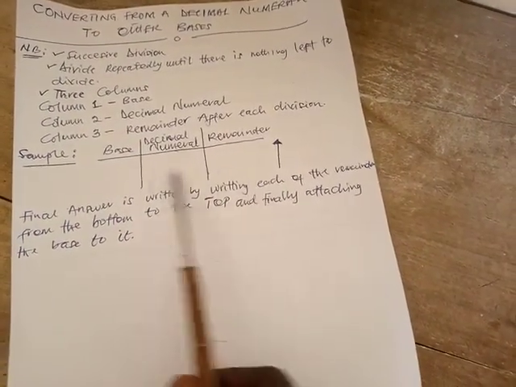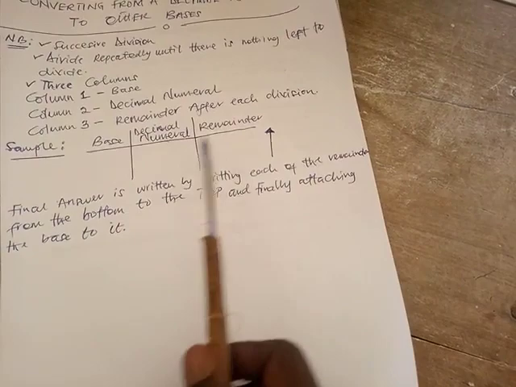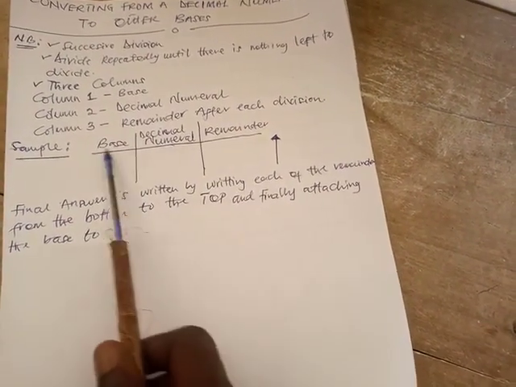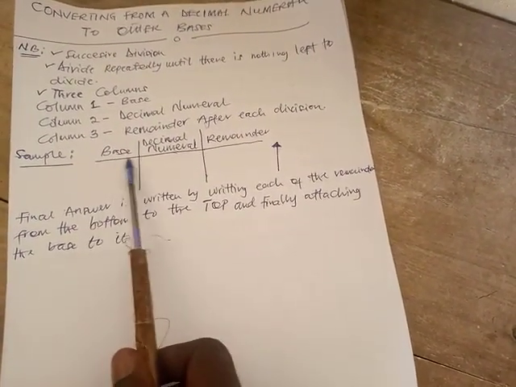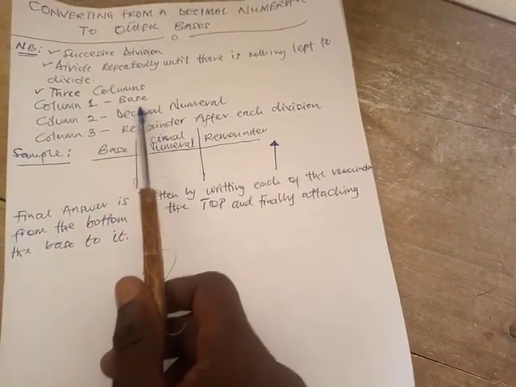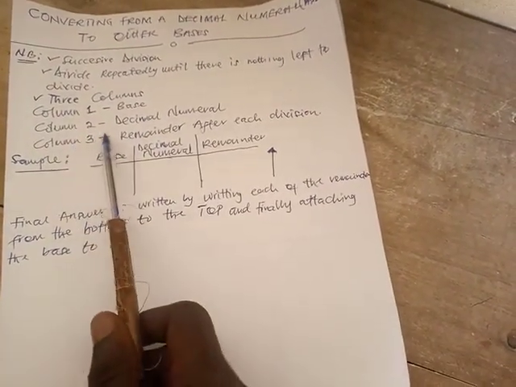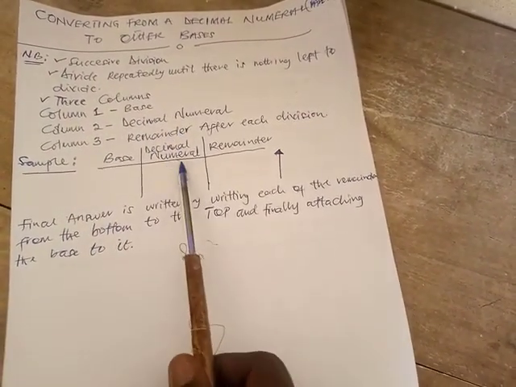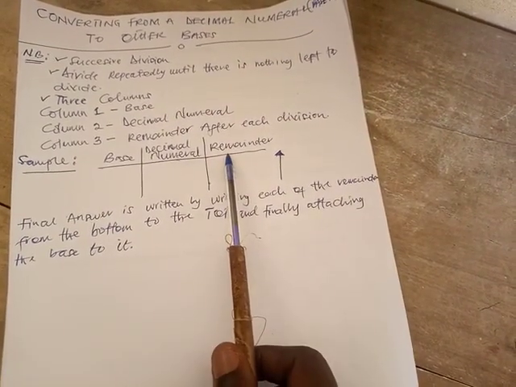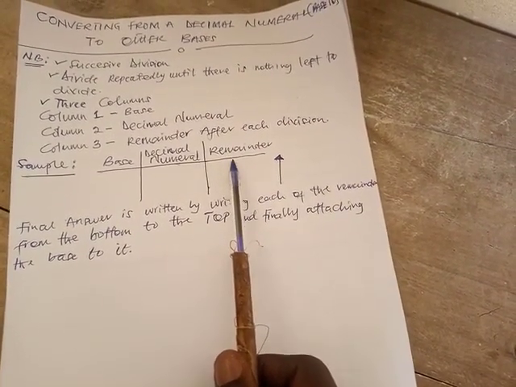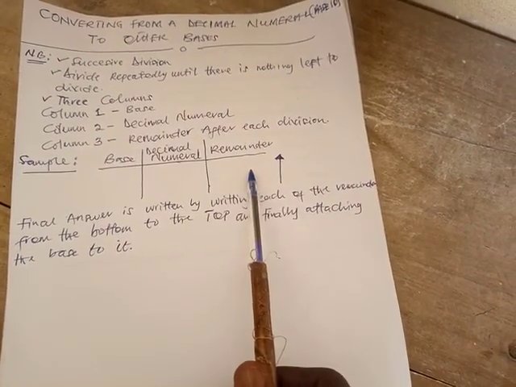This is a sample of the three columns. See column 1, column 2, and column 3. Now the column 1 will contain the base. Column 1 contains the base. Column 2 contains the decimal numeral. And the column 3 will contain the remainder after each division.